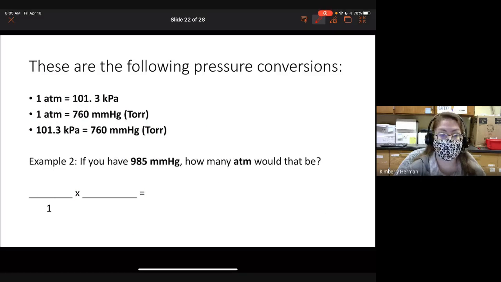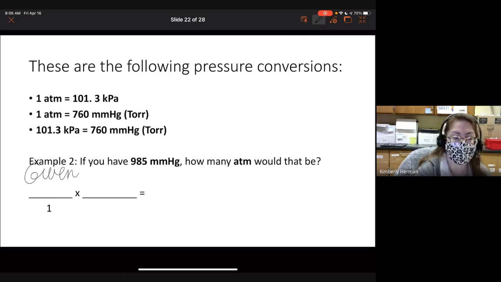Okay, you might want to pause the video, try example number 2 on your own, and then hit play when you're ready to go through it. Okay, you're back. We're ready to go through example number 2. If you have 985 mmHg, how many atm would it be? So remember, we're going to start out with our given first, and then we're going to look at what conversion factor we need.